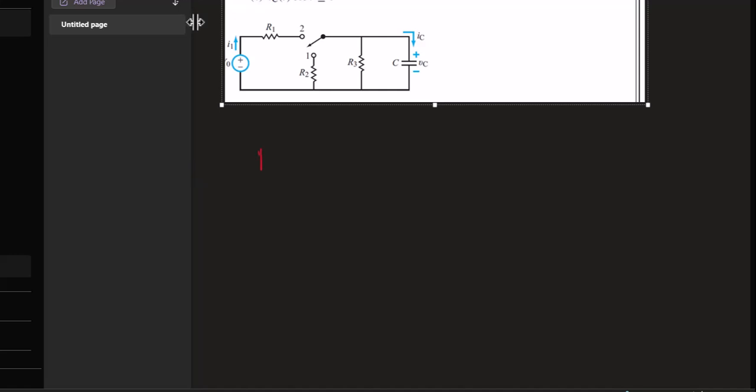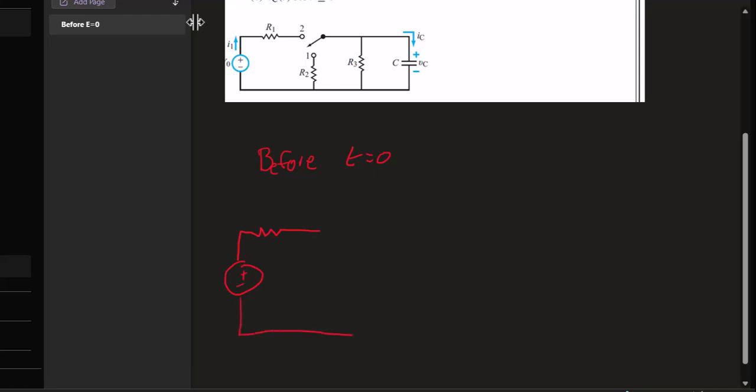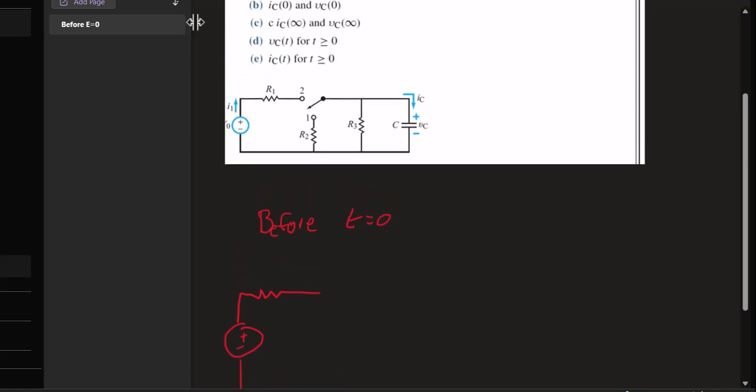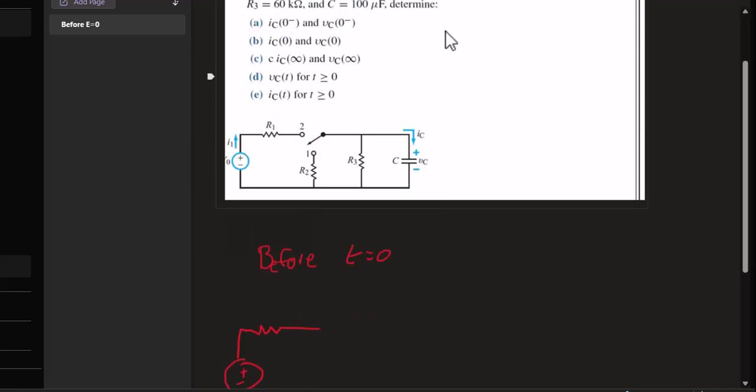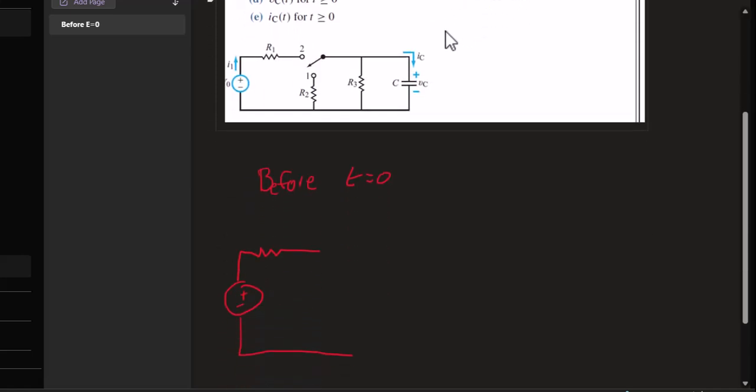So before t equals 0, it says it was in position 2 for a long time. So if it's in position 2, then I think this one says, but this one we're starting in position 2. It's just a different problem. So they used the same circuit for 2 problems. We did position 1 the first time. So this is problem 2. So it's in position 2.